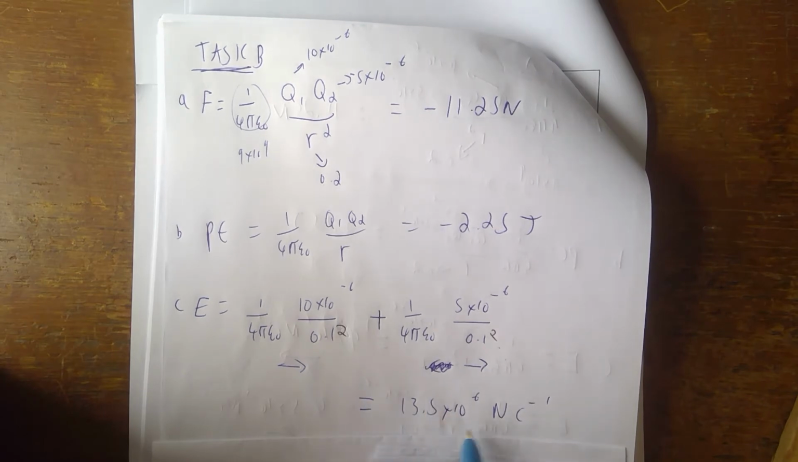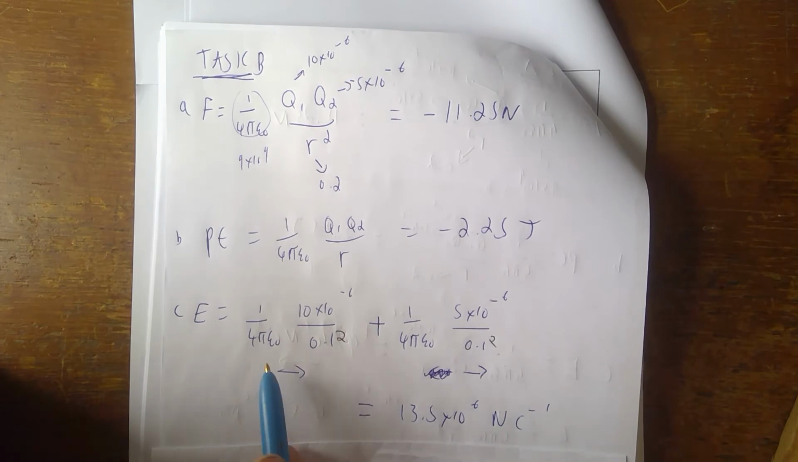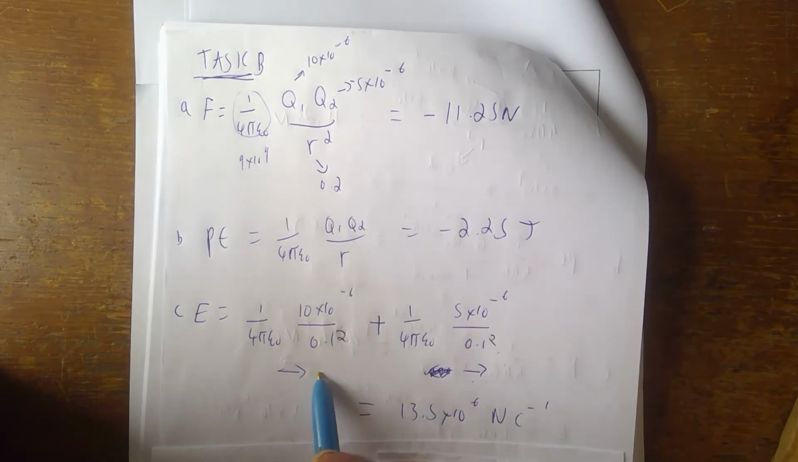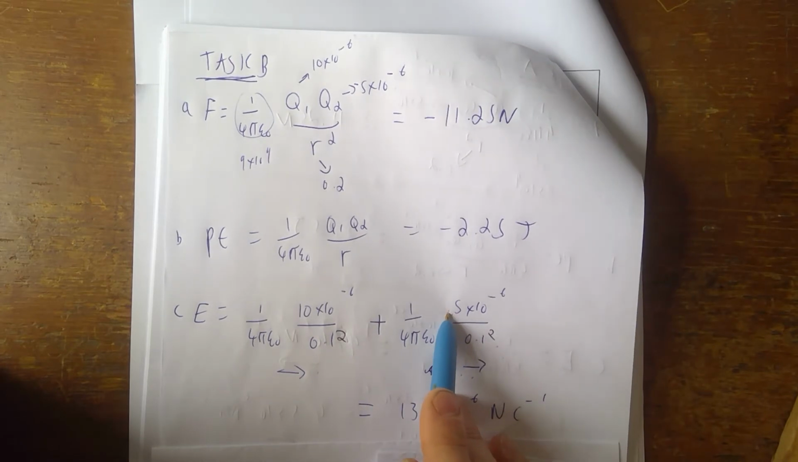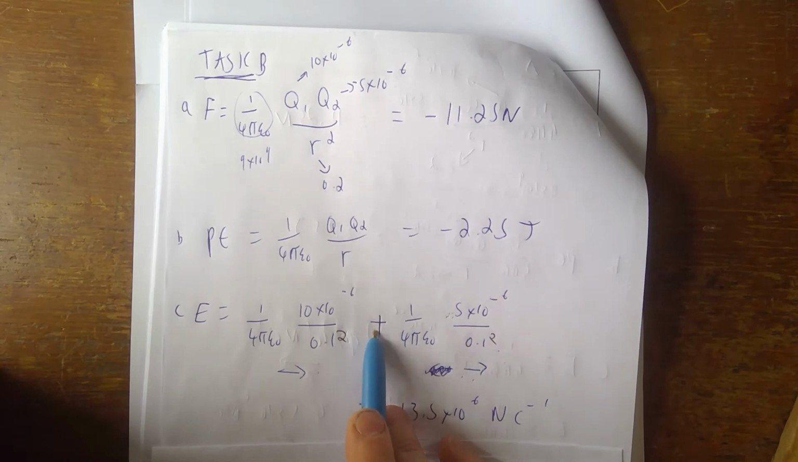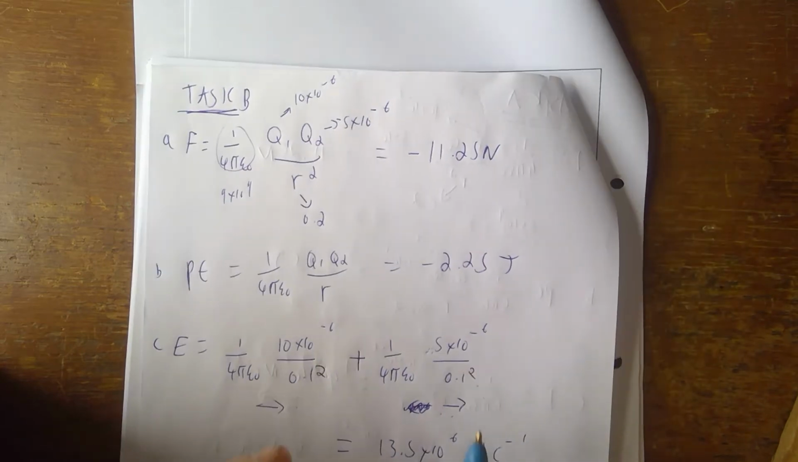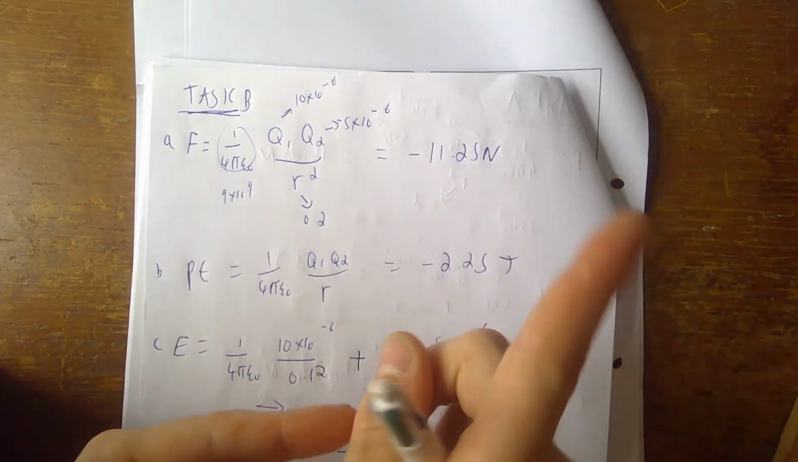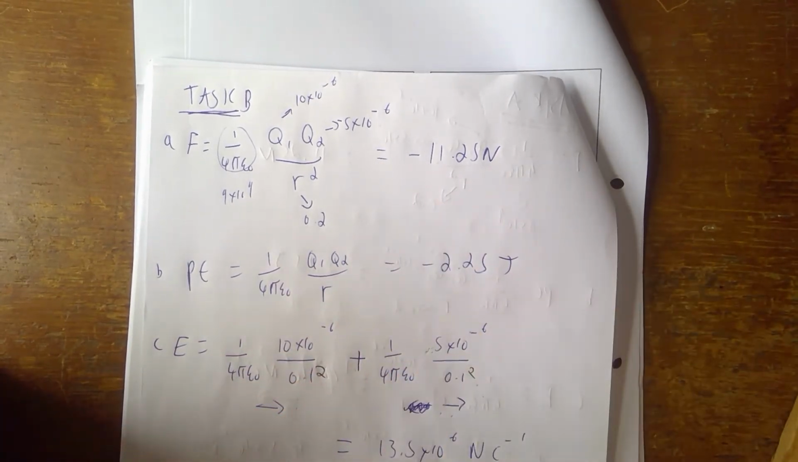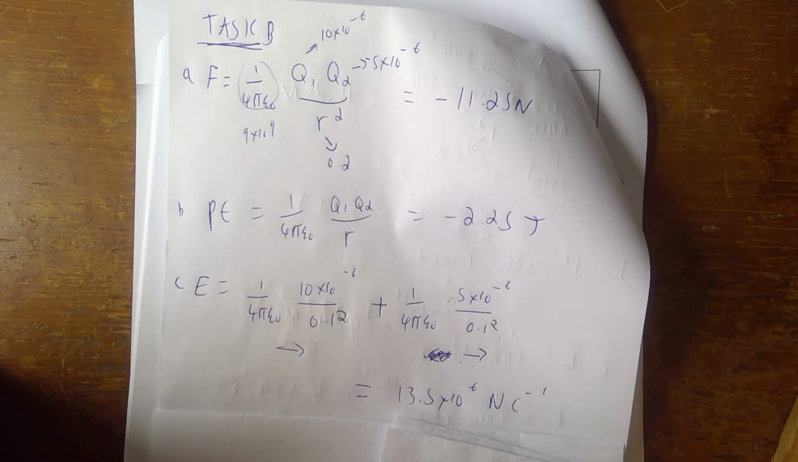It's 13.5 times 10 to the 6 newtons per coulomb, because this time they're in the same direction, because that is now a negative. Notice I haven't got a negative there. Add a minus, making it a positive, adding them together. I didn't have to take them away because they're in opposite directions. I'm adding them because they're in the same direction now. 13.5 times 10 to the 6 newtons per coulomb.